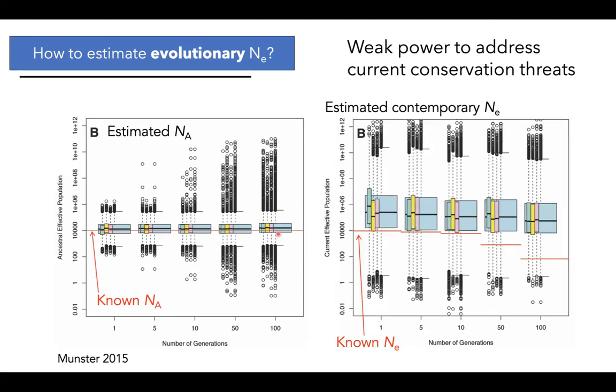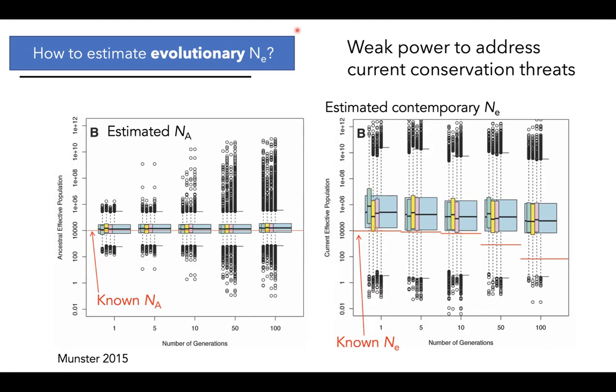For these same simulations, now we have current effective population size over the same time points, right? And again, the red line is showing what we know contemporary effective population size is at these different time points. And so this is reflecting that population decline. The known effective population size is stepping down as we get further and further into decline. The estimate of that parameter, though, is not responding to the population decline.